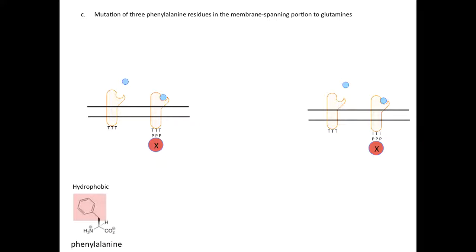Another thing to know about this receptor is that it has 3 phenylalanine residues in the membrane spanning portion. If you mutate these 3 residues to glutamine, will protein X still bind? Most likely, protein X will not be able to bind.